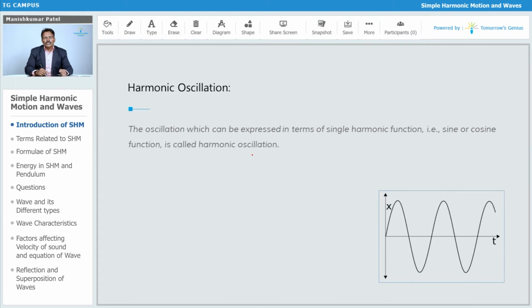We also call this harmonic oscillation or harmonic motion, and this is also what we call simple harmonic motion. So when should we call it harmonic? If I can represent that motion with the help of a sine wave or cosine wave, then I can call it a harmonic oscillation or harmonic motion.